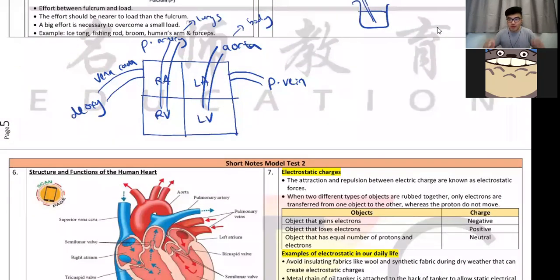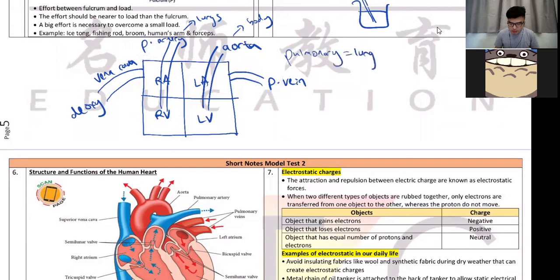Okay, can you see they both go the same way? This one is like that to the lungs. This one is like that to the body. Can you see it's the same pathway, same pathway. One is to the lung, one is to the body. So whenever you see the word pulmonary, can you see pulmonary artery, pulmonary vein? Pulmonary means lungs.